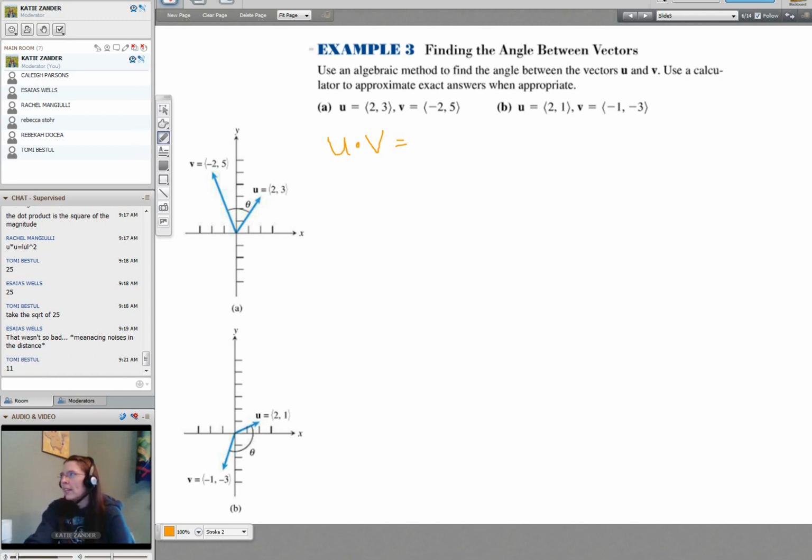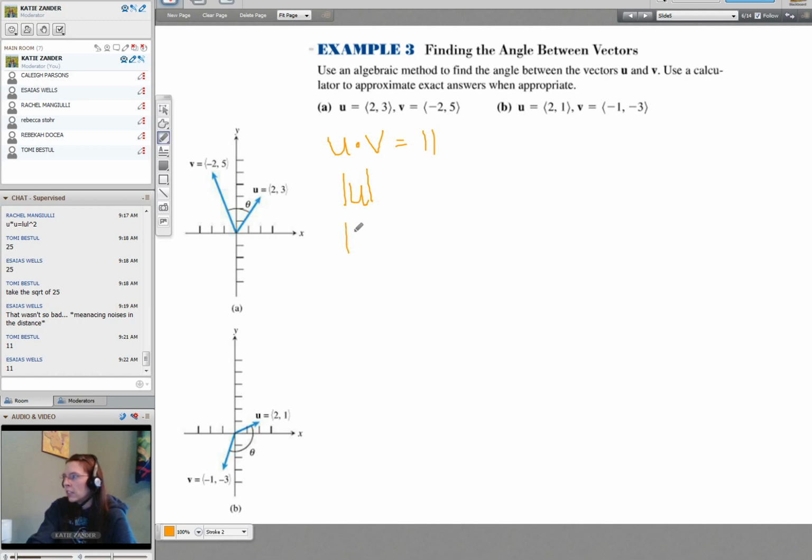Tommy got an 11. We want a couple people to second that though. Isaiah's got an 11 as well. Let's see, -4 plus 15 is an 11. All right, the next thing we're going to find is the magnitude of each vector.